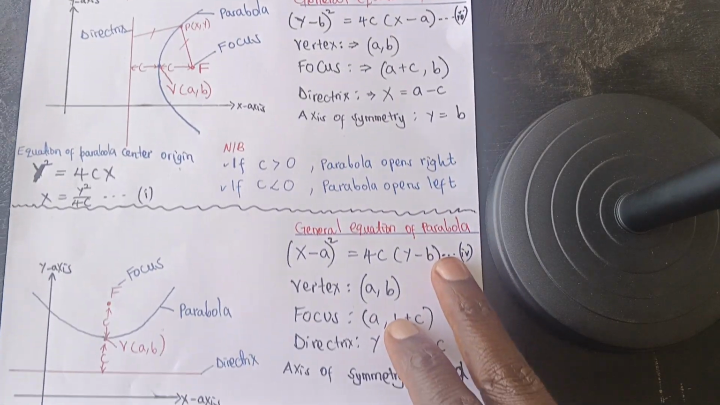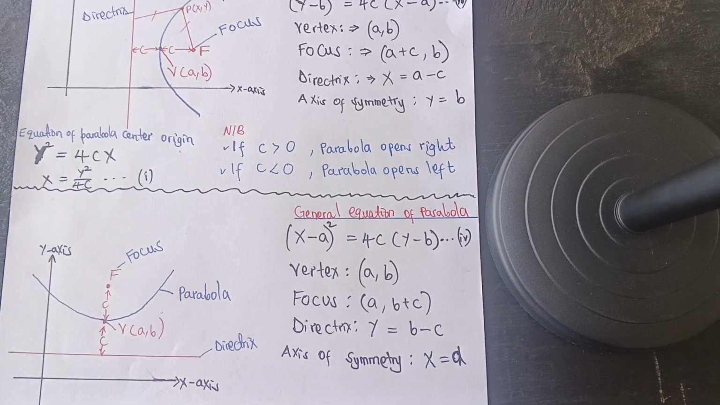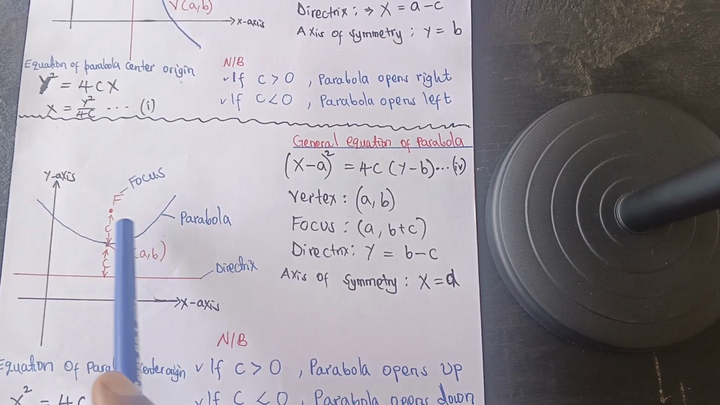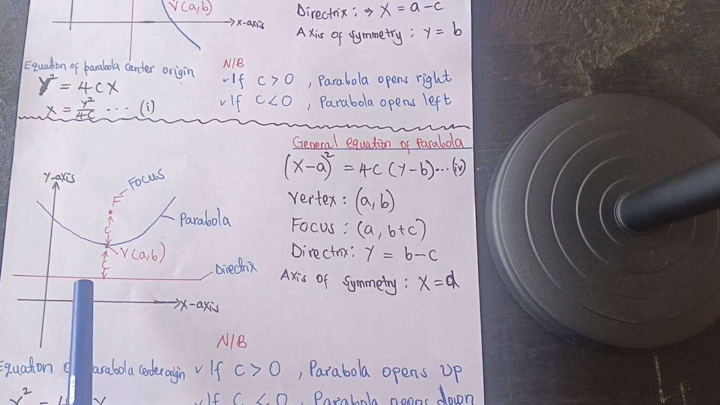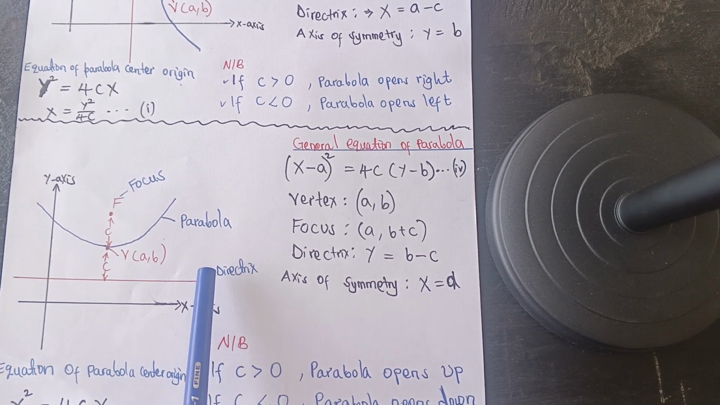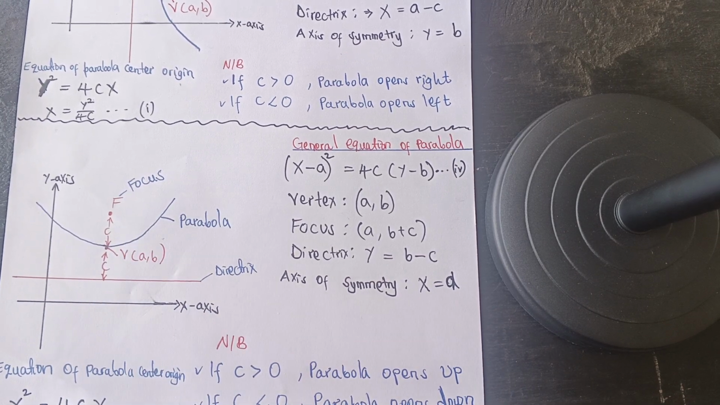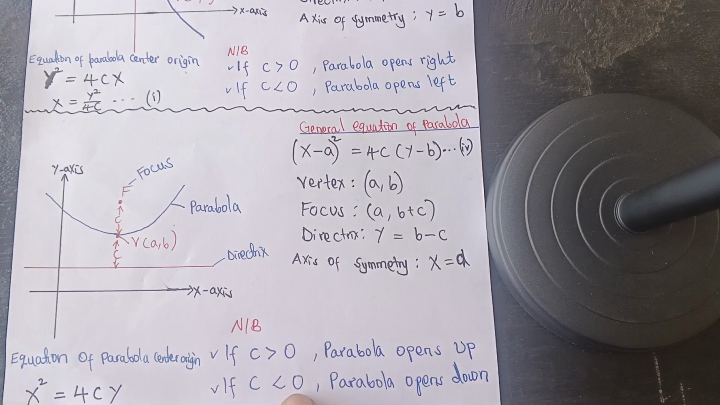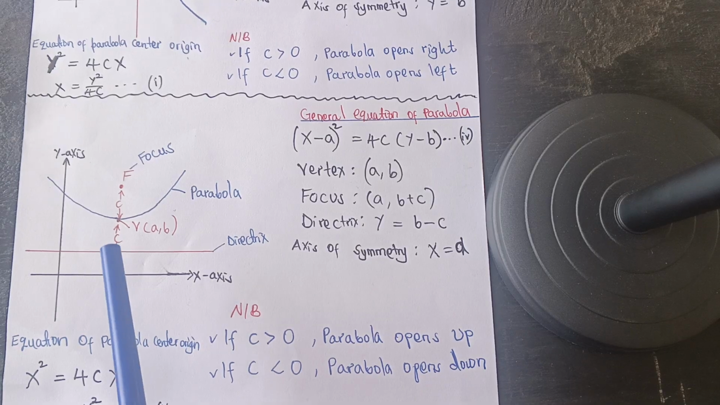Let's go to where the parabola can open either downward or upward. So this is the parabola which is opening upward. This will be the focus, and this will be the directrix, the line before the parabola. And the vertex will be A, B. So in this, the equation will be somehow different.